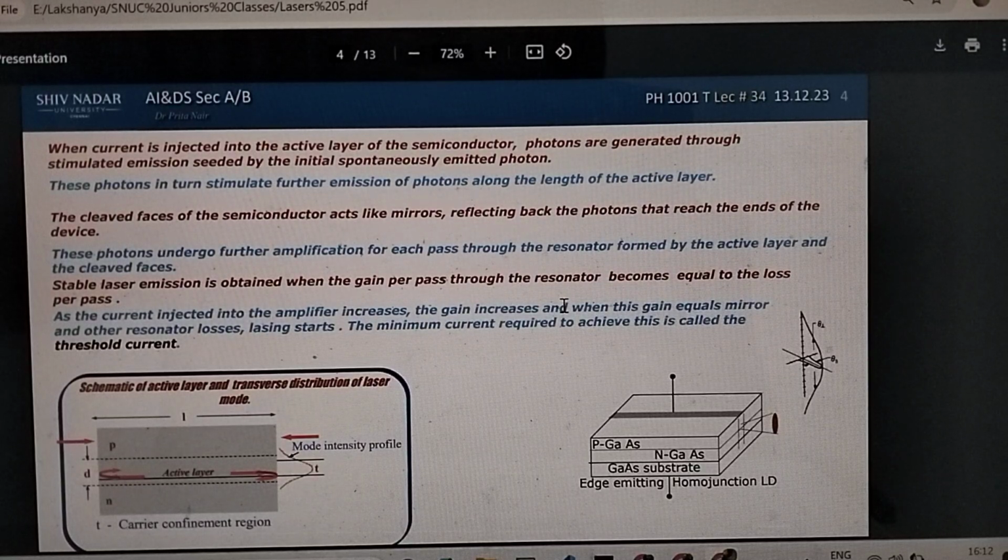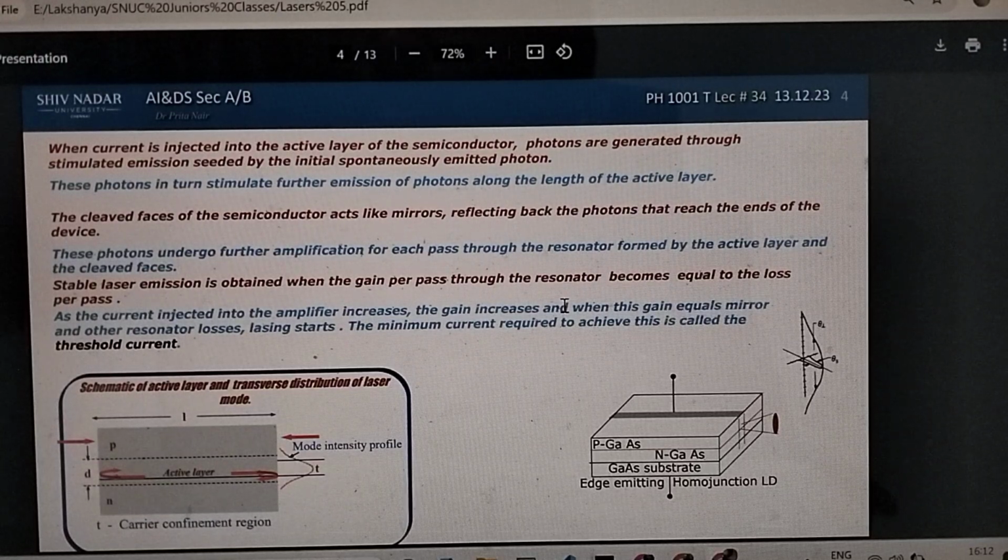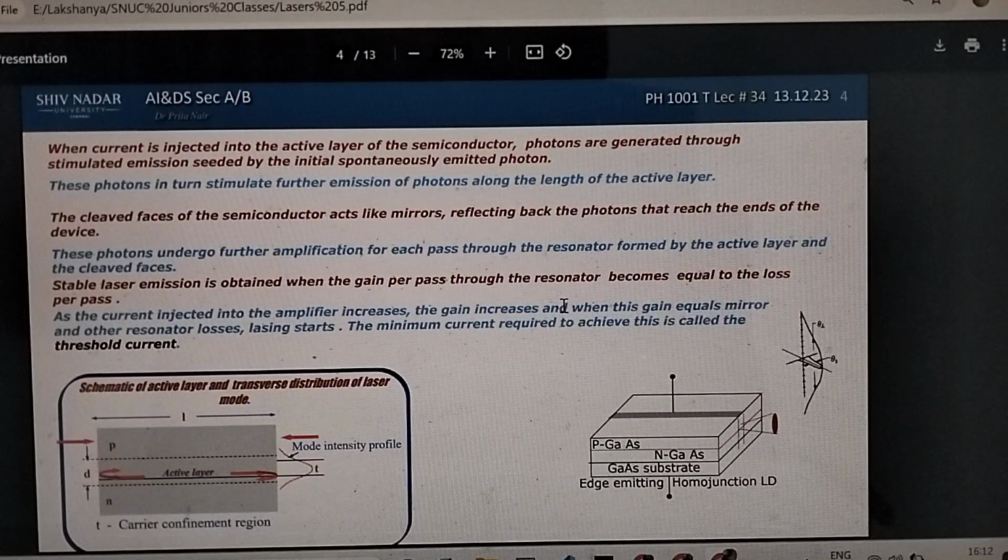This you know. Stable emission when gain per pass is equal to loss per pass. This again you should be familiar with. The minimum current required to achieve this is called threshold current. So like I said, this mechanism remains the same. The only changes are the pumping mechanism and what gives rise to the first spontaneous photon. So that we have seen.